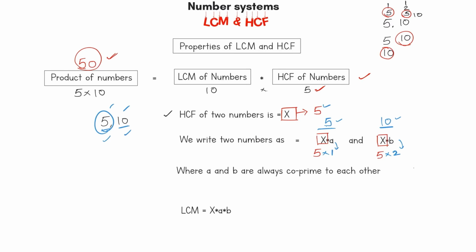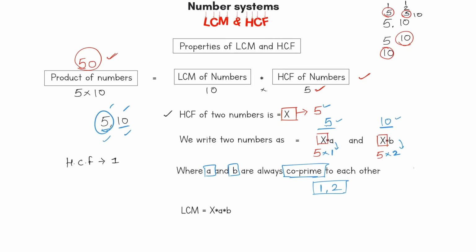But what does the property say? A and b are co-prime to each other. So I have my a, which is 1, and I have my b, which is 2. Are they co-prime? Of course they are co-prime. First of all, what is actually a co-prime? What do you understand when you say co-prime? Co-prime are the two numbers which have highest common factor as 1. Those two numbers will be co-prime.